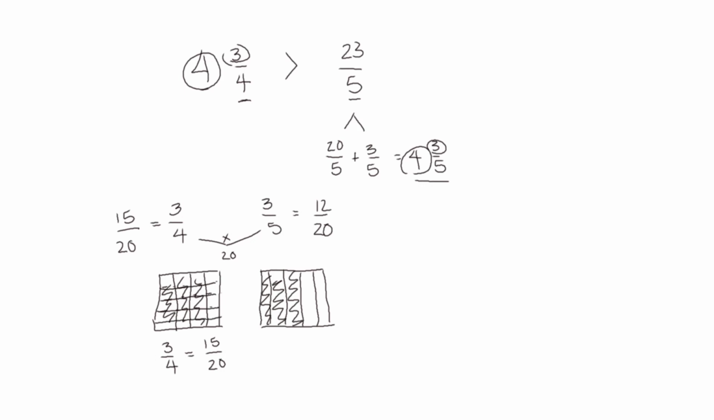So we now have 20ths, and we see 15 of them are shaded. And over here, 3/5 is equal to 12/20. And if we count, we have 12/20ths. And so again, we can see that 3/4 is greater than 3/5. So 4 3/4 is greater than 23/5. So we can show this multiple ways.